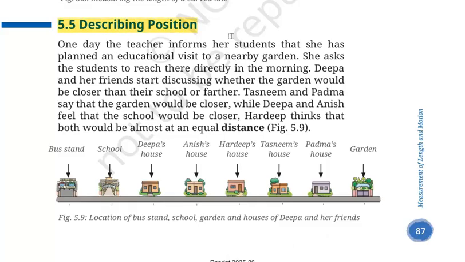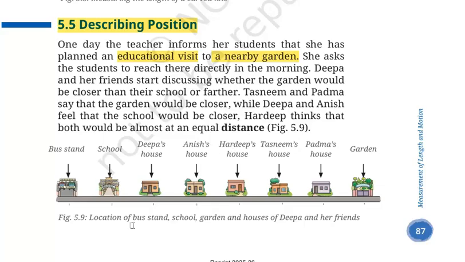One day, the teacher informs her students that she has planned an educational visit to a nearby garden. So she asks her students to reach there directly in the morning. Now Deepa and her friends start discussing whether the garden would be closer than their school or far away. Tasneem and Padma say that the garden would be closer, while Deepa and Anish feel that the school would be closer, and Hardeep thinks both would be at almost equal distance.